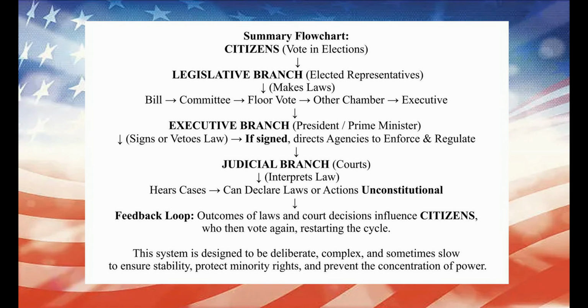Summary flowchart. Citizens vote in elections. Then it goes to the legislative branch, elected representatives, who make laws. A bill goes to committee, then to a floor vote, then to the other chamber, then to the executive. The executive branch, president or prime minister, signs or vetoes the law. If signed, it directs agencies to enforce and regulate. Then it goes to the judicial branch, the courts, who interpret the law, hear cases, and can declare laws or actions unconstitutional. Then it goes to the feedback loop. Outcomes of laws and court decisions influence citizens, who then vote again, restarting the cycle.